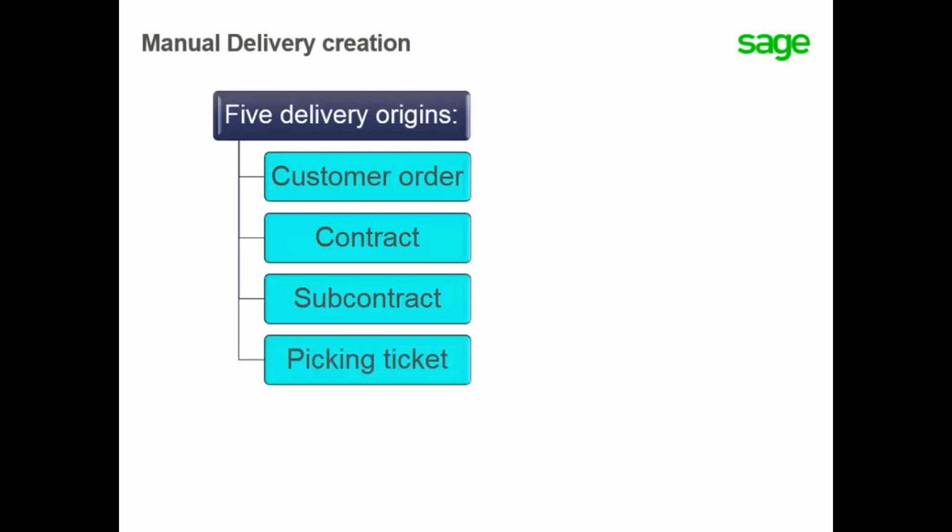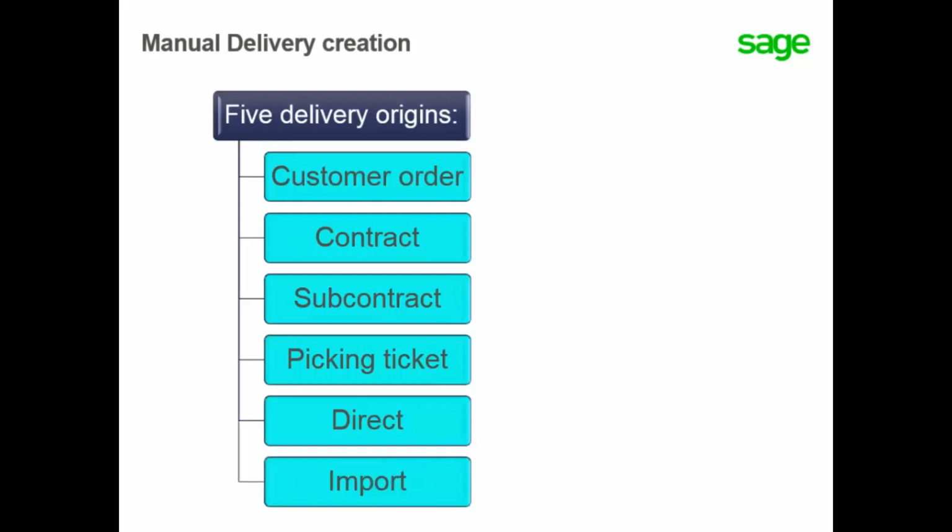Subcontract shortages, where shortages are observed on the supplier location within the framework of a subcontract operation. It can be a picking ticket, where the delivery takes all the information from the picking ticket. A direct order, where delivery can be created without any earlier phases, such as an order. In this case, you enter all the information. And import, where delivery information can be imported into the system.